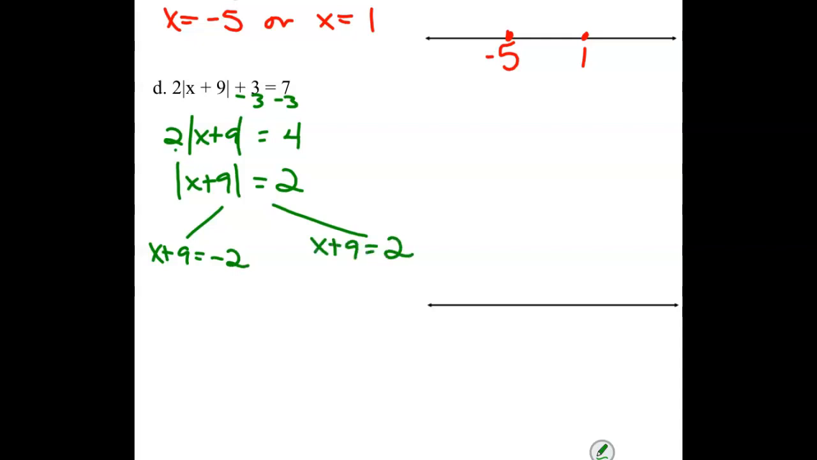Subtracting 9, and subtracting 9. We okay with that? So negative 11 and negative 7 are my possible answers. Okay.